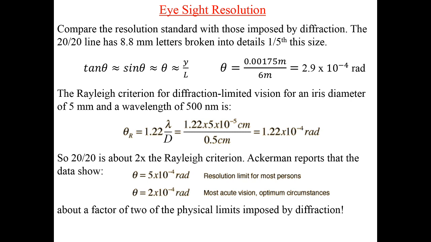So the angle theta, using the small angle approximation, tells us that the distance apart divided by the length gives us that angle in radians, so 0.00175 meters divided by 6 meters gives us about 2.9 times 10 to the minus 4 radians. The Rayleigh criterion, the best possible resolution for visible light, is 1.22 times 500 times 10 to the minus 9 divided by the diameter, which is 0.005 meters, and that gives us an angle of 1.22 times 10 to the minus 4 radians. So that means the Rayleigh criterion has about 1/2 the angle of the best value for the human eye. That means the human eye is within about a factor of 2 of the physical limit of resolution for visible light.